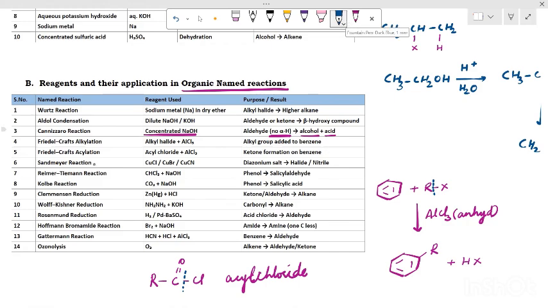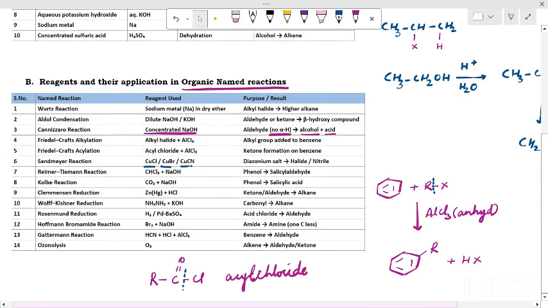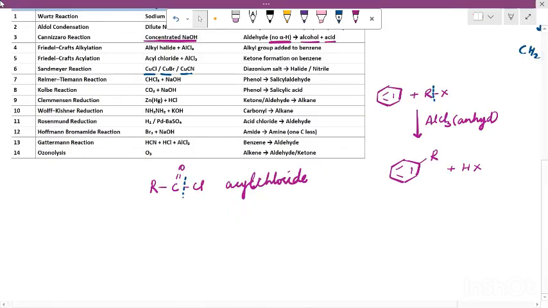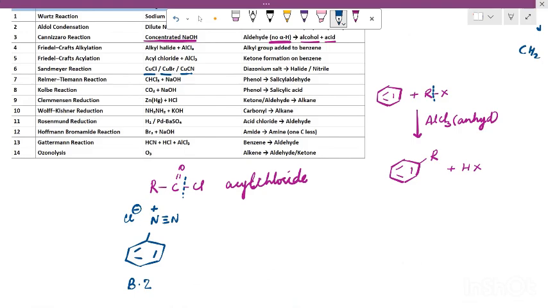Then Sandmeyer's reaction, very important reaction. In Sandmeyer's reaction, we use copper salts, CuCl, CuBr or CuCN. So it converts diazonium salt into halides or nitriles. You can see if we have benzene diazonium chloride, C6H5N2+ Cl-. This is benzene diazonium chloride, BDC.